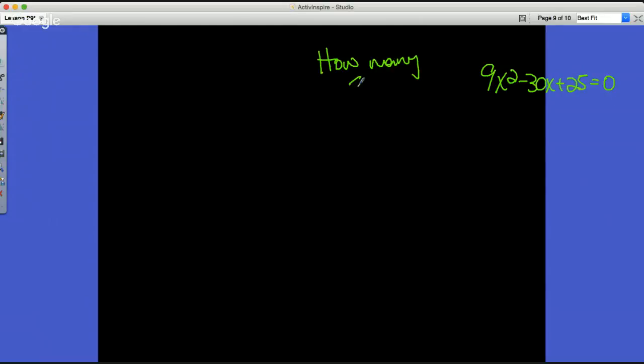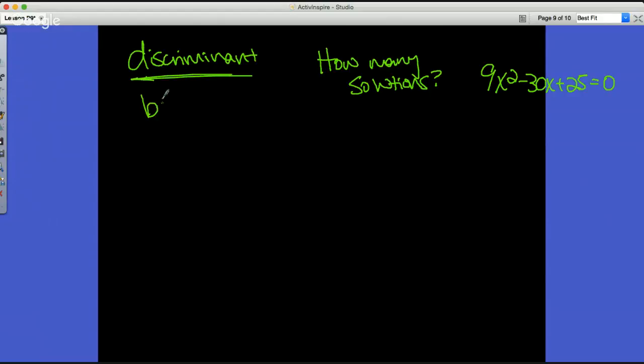Okay? Now remember, anytime I ask for how many solutions, we have our gangster name of discriminant. Remember discriminant, all that tells me is it's b squared minus 4ac, which if you remember, is within the square root of our quadratic formula. There are 3 total options you can have. Number 1, it could be positive. Number 2, it could be negative. Number 3, it could equal 0.